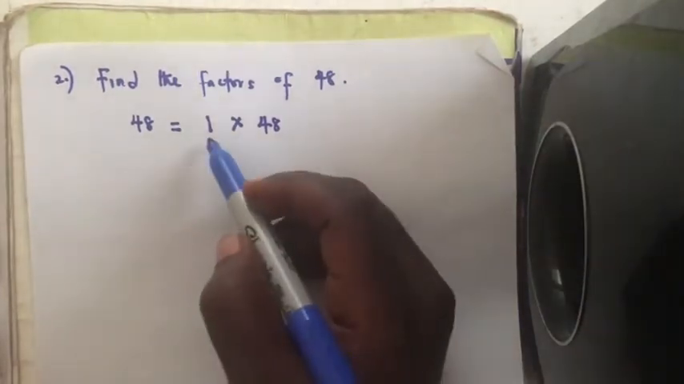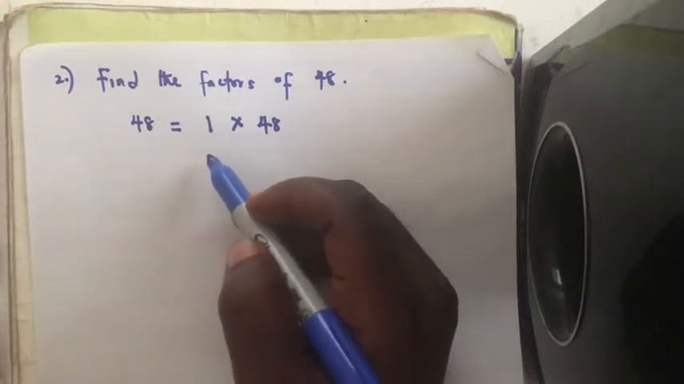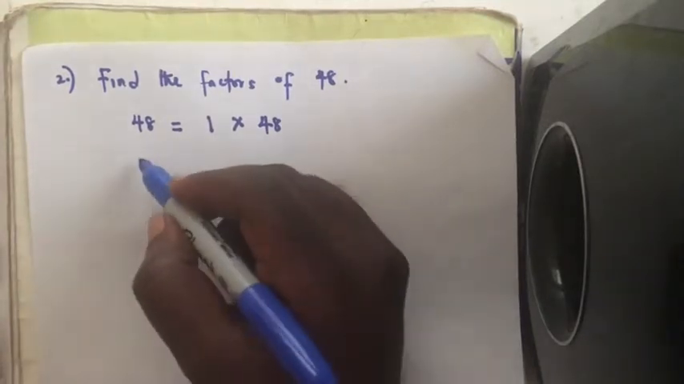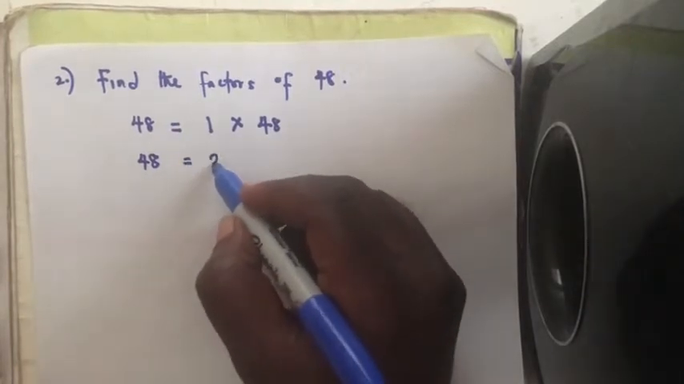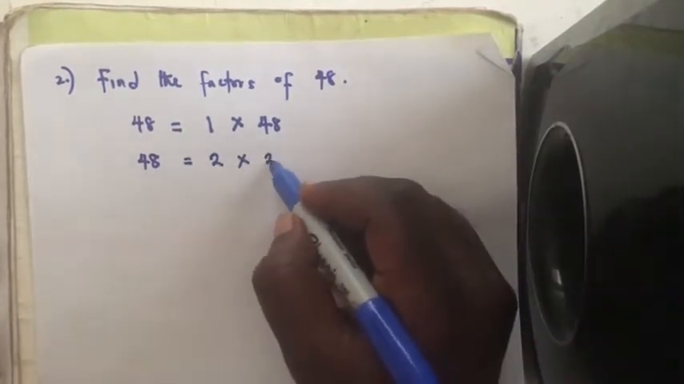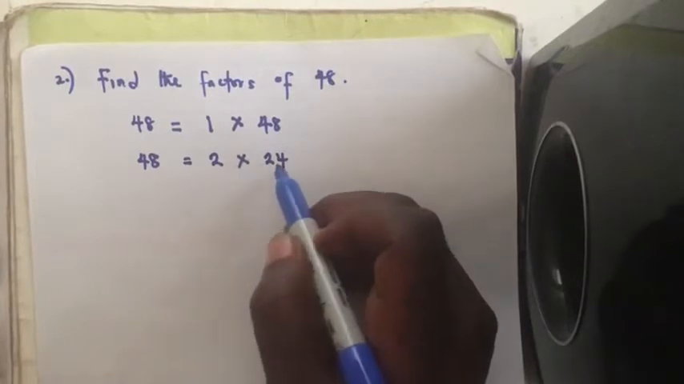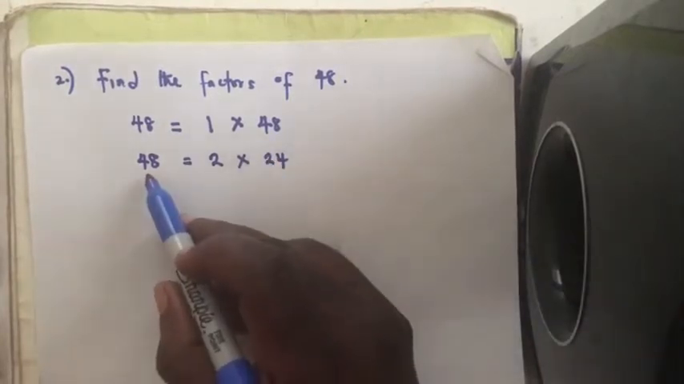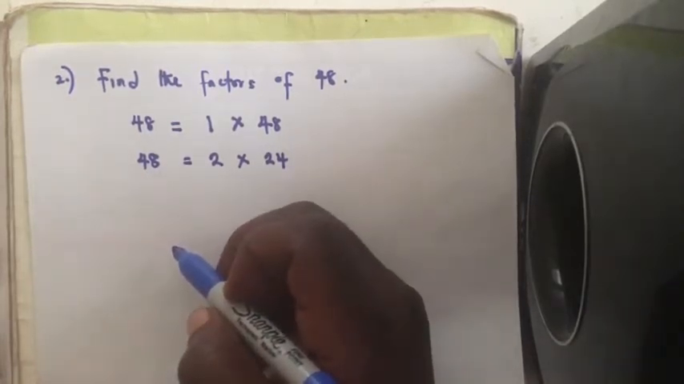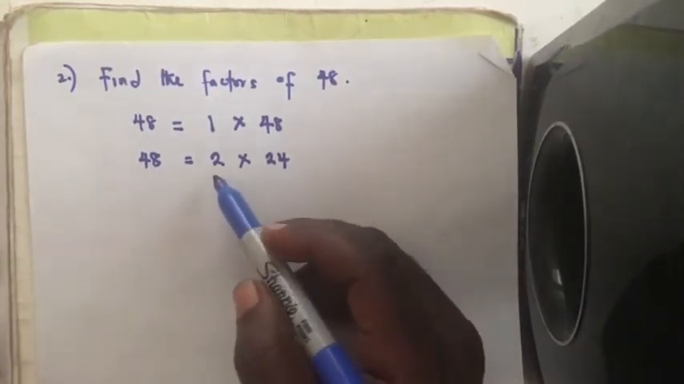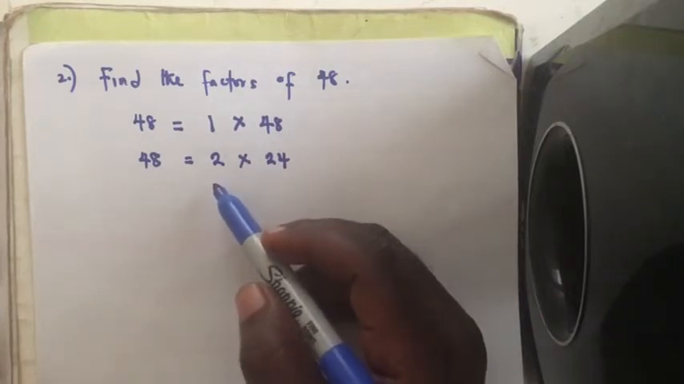Then what is the next digit after 1? It is 2. 2 is a factor of 48, so I can write 48 will give us 2 times 24, because 2 times 24 will give us 48. After that we'll think of the next digit after 2, which is what?